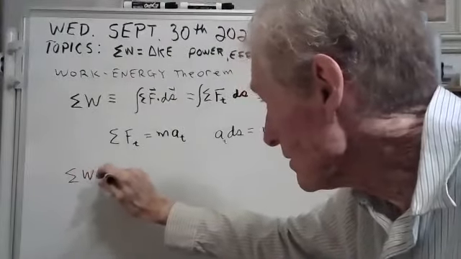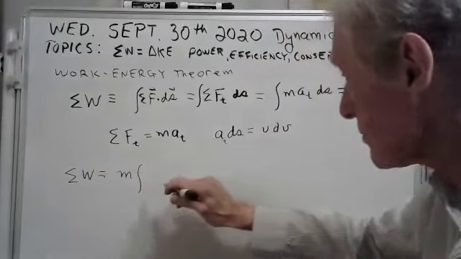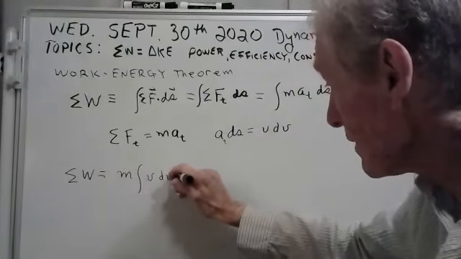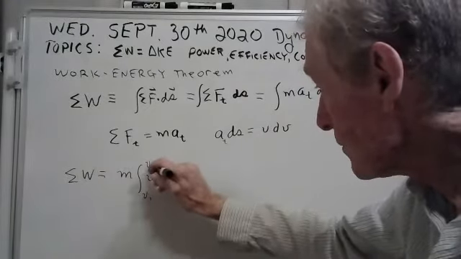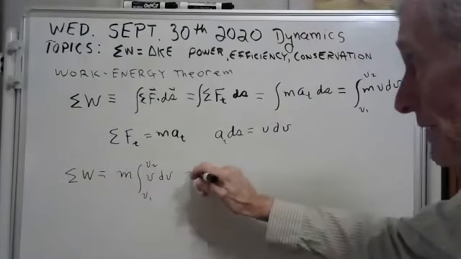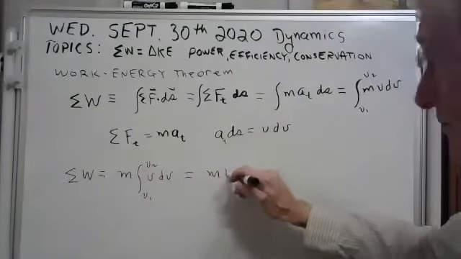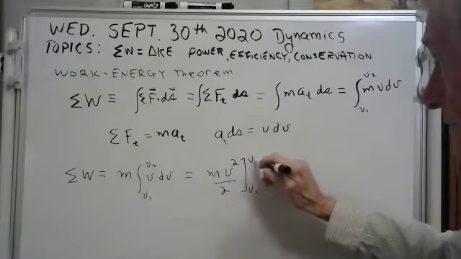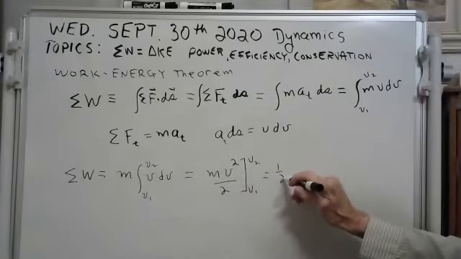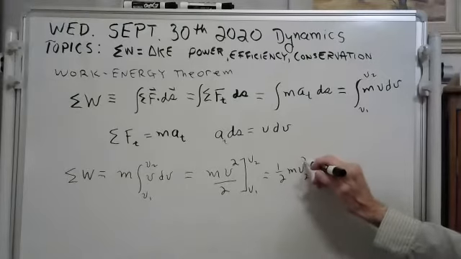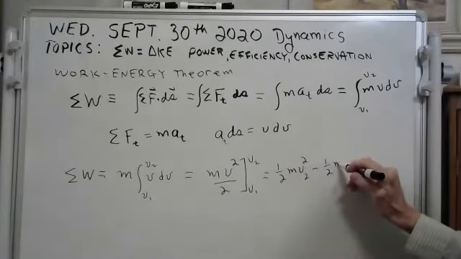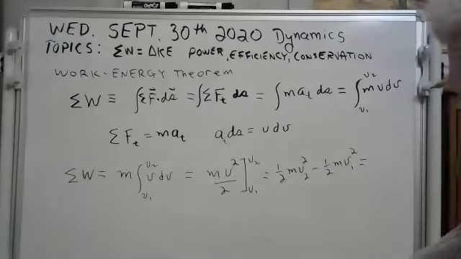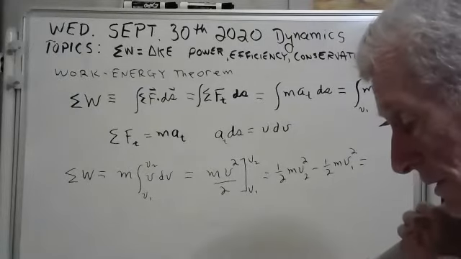We're almost done. The sum of all the works done is equal to the mass times the integral of v dv, going from v1 to v2. And you guys know how to do that. That's v squared over 2 from v1 to v2. You know what that is? That's 1/2 m v2 squared minus 1/2 m v1 squared. And now you recognize that. That's what we call kinetic energy.